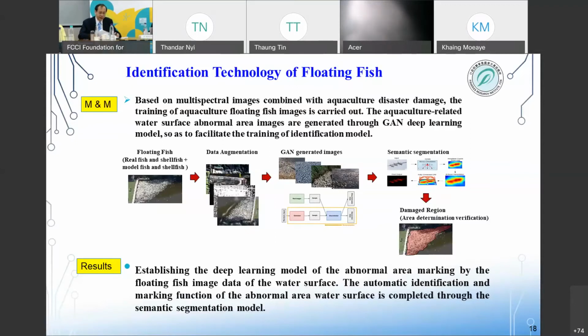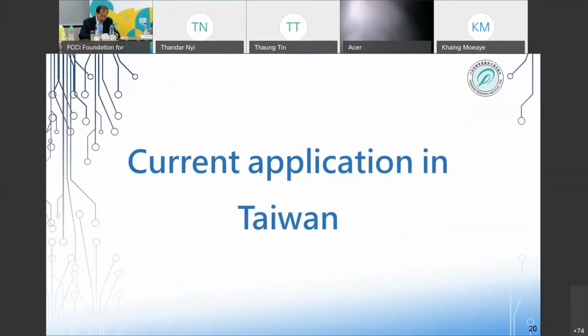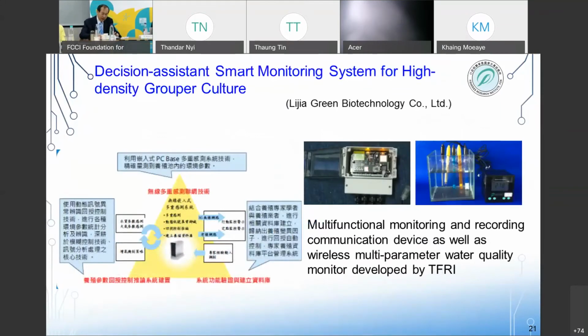So I would like to introduce some advanced cases which are applying smart aquaculture in Taiwan. The first case I introduce is the decision assistant smart monitor system for high density group culture. Grouper is a seawater fish. Okay.